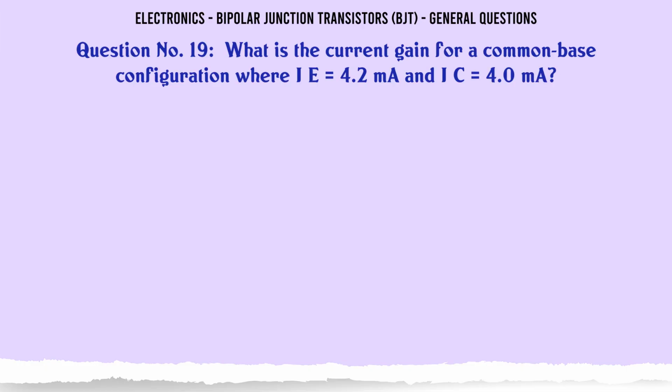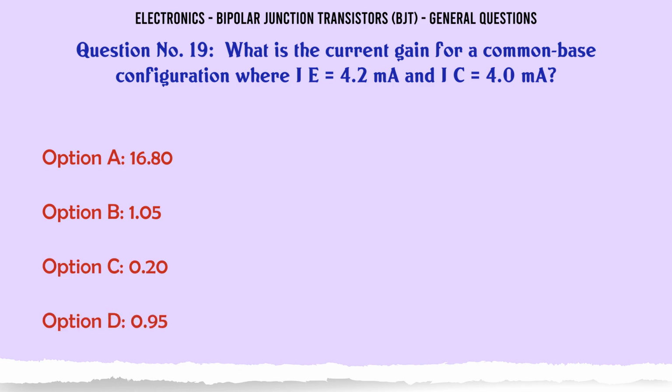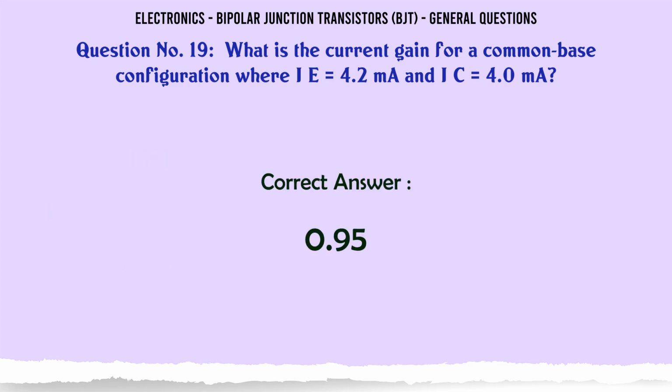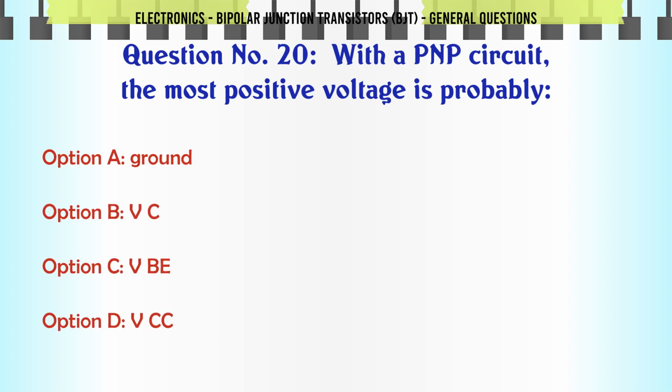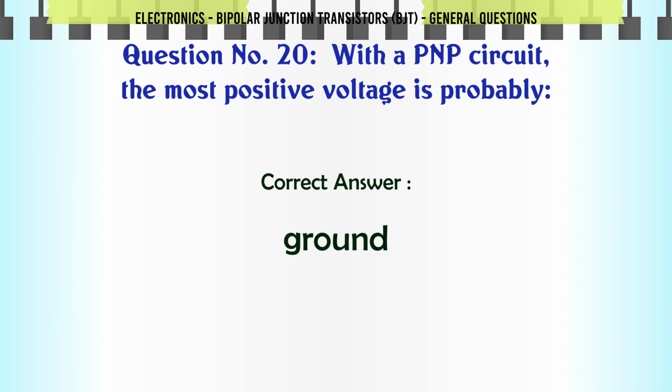What is the current gain for a common base configuration where IE is 4.2 mA and IC is 4.0 mA? A. 16.80, B. 1.05, C. 0.20, D. 0.95. The correct answer is 0.95. With a PNP circuit, the most positive voltage is probably A. ground, B. VC, C. VB, D. VCC. The correct answer is ground.